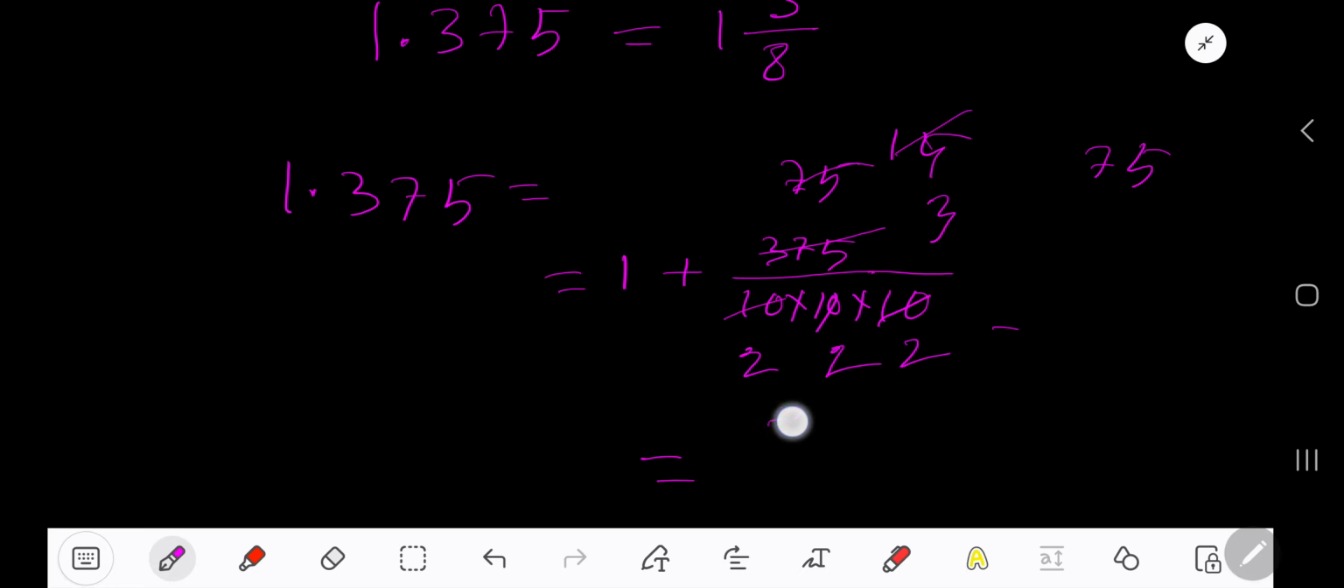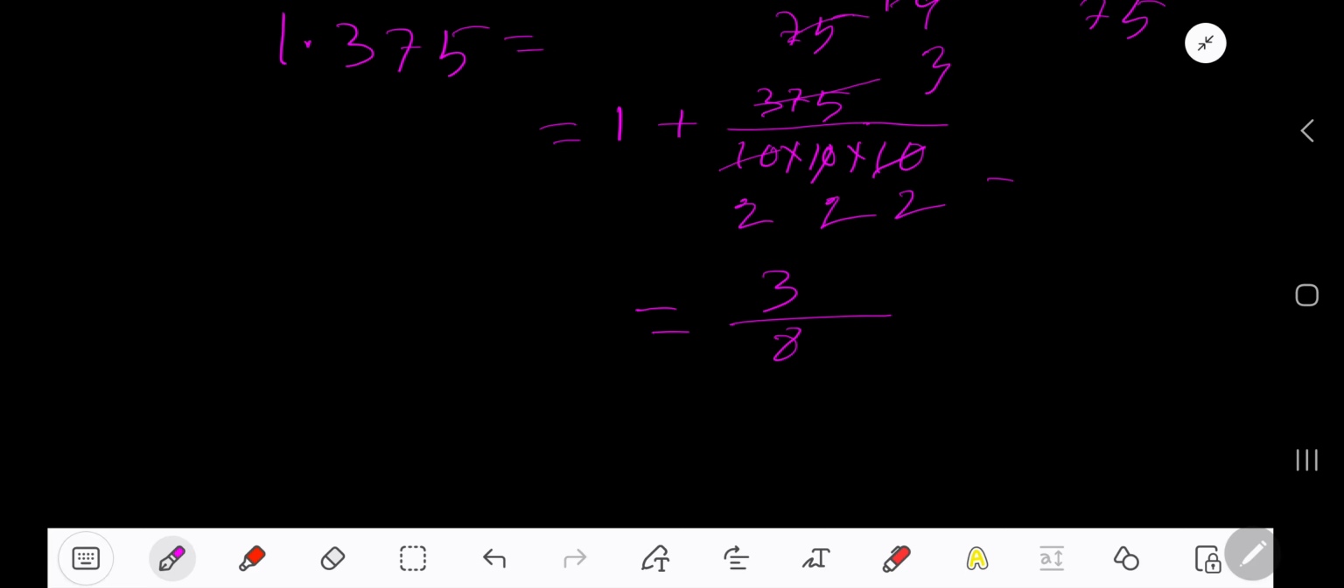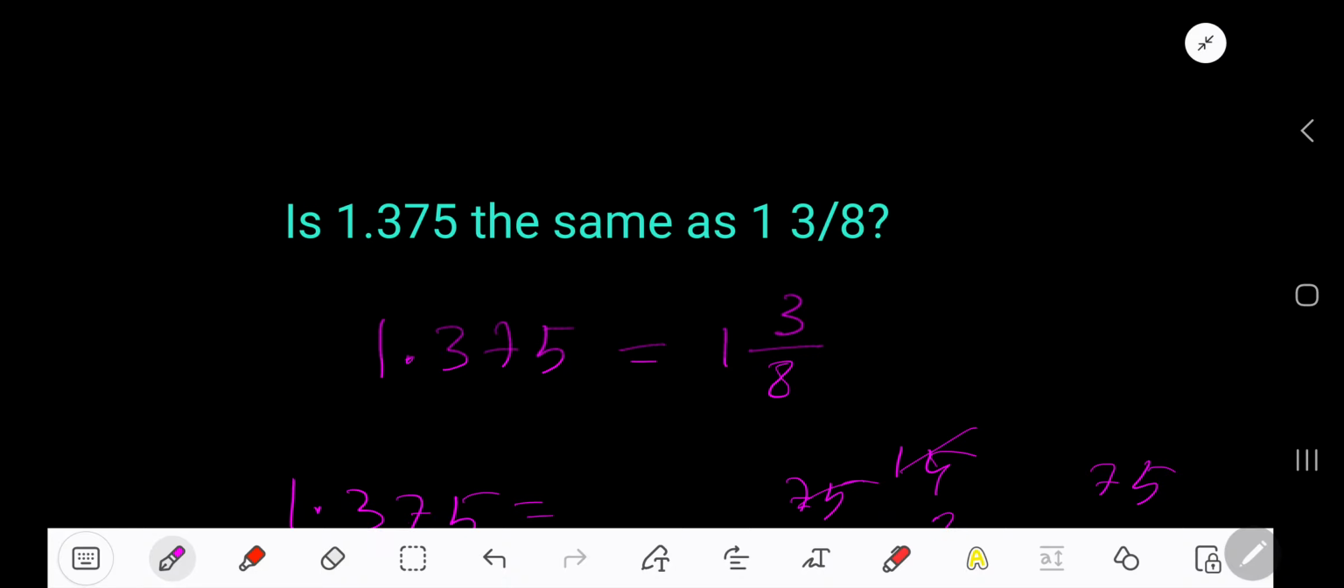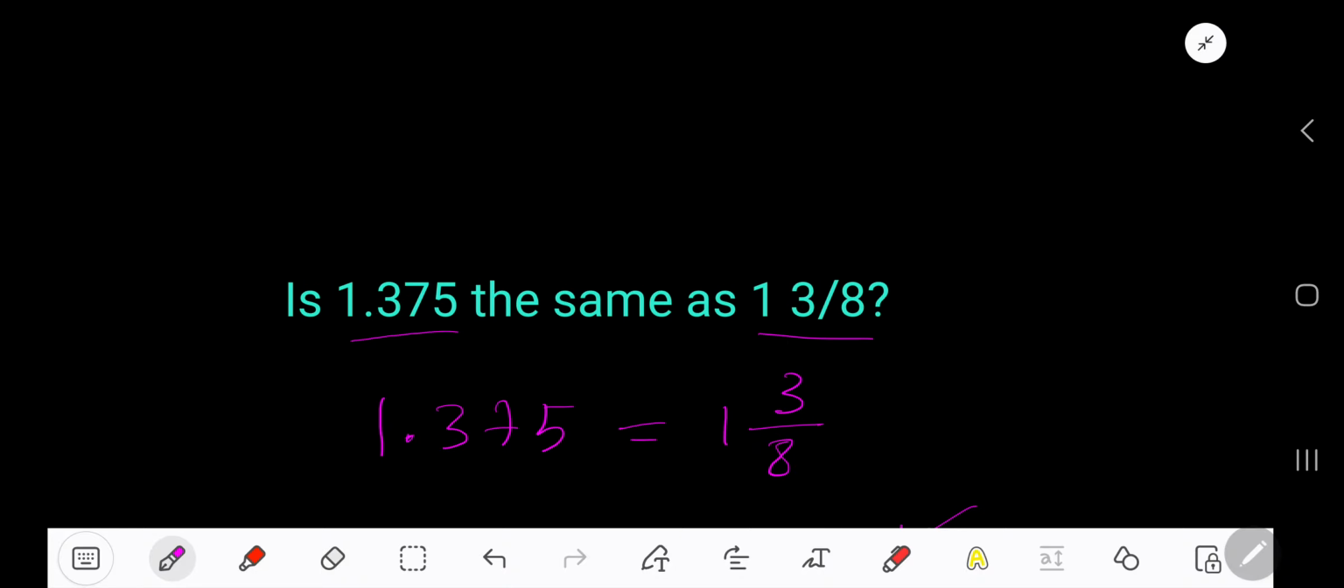So basically you are getting 3 over 8. Okay. So 1 plus 3 over 8. If you combine, then you are getting this. This is a mixed number, with a whole number and a fractional part. So this and this are the same.